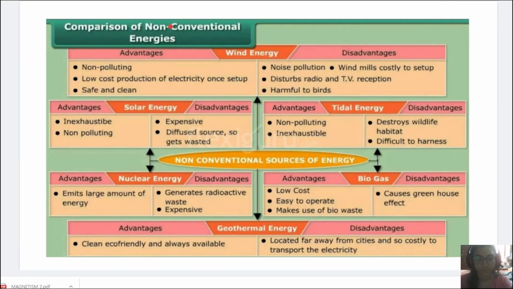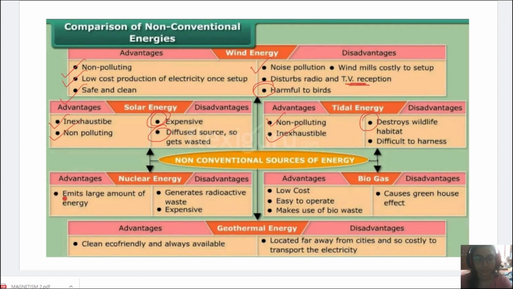So comparison, now you can see wind energy advantages and disadvantages. Advantages, obviously, it's non-polluting, low cost production, safe and clean, but huge noise pollution, and it sometimes does not give that good of an electricity and is harmful to birds obviously. Solar energy is inexhaustible and non-polluting, but at the same time it's very expensive and it sometimes gets wasted. Tidal energy, again non-polluting, inexhaustible, but it destroys wildlife habitat because we're using so much water. So at the end of the day, aquatic life, wildlife, and plant life are also getting very much affected.